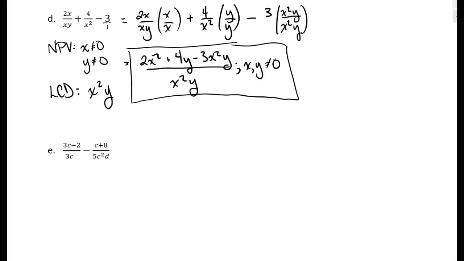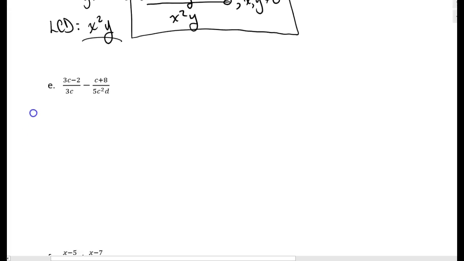How are we feeling about that? And again, you can double check that these denominators all make sense. x squared y, x squared y, x squared y. Check, check, check. All lowest common denominator.